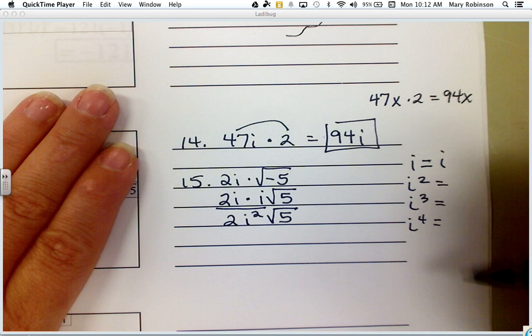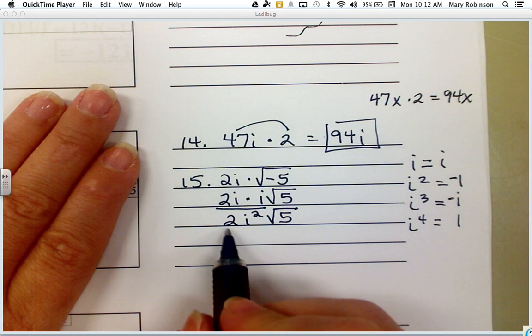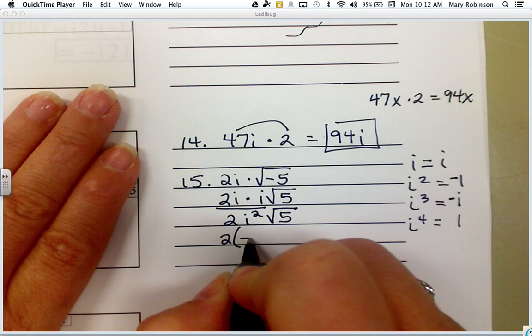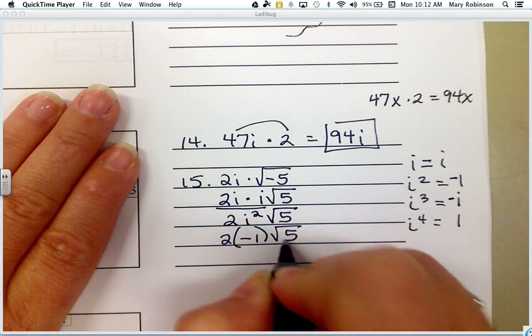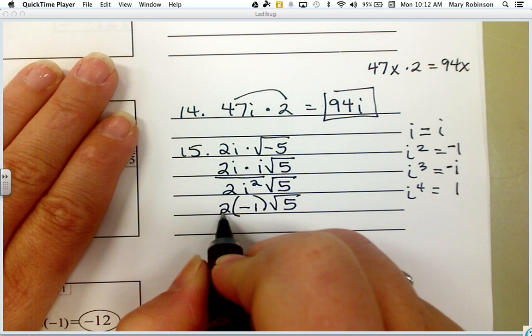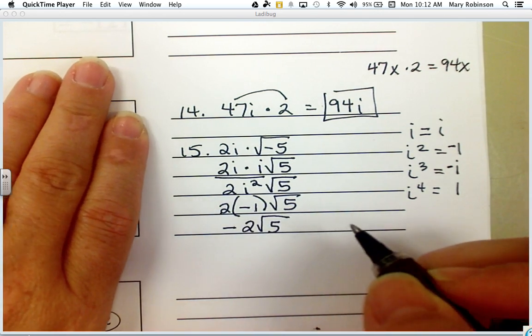So do you remember from the video, i squared has a value of negative 1. You definitely need to remember that. So we're going to substitute negative 1 for i squared. Then multiply 2 times the negative 1, which would give us negative 2 square root of 5.